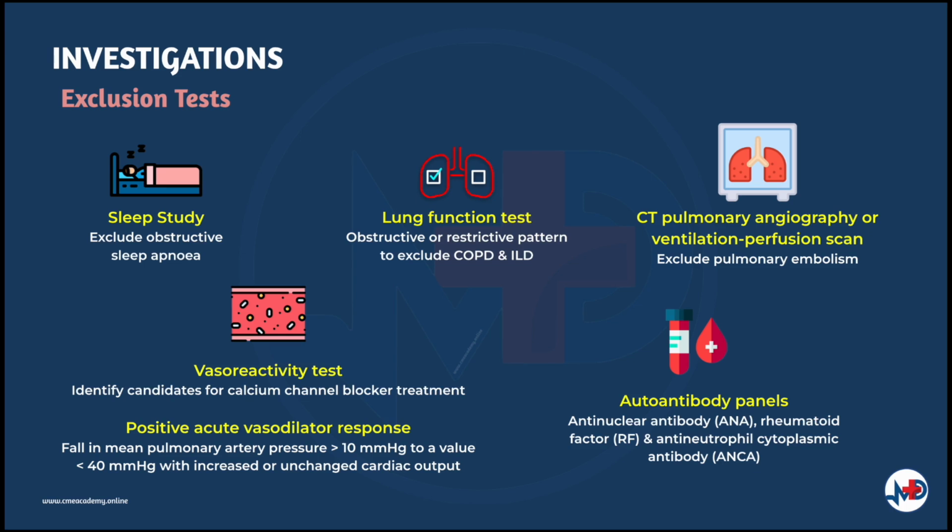To investigate for the causes of pulmonary hypertension, a lung function test can be helpful to check the presence of obstructive and restrictive pattern to rule out COPD and ILD. Other than that, if pulmonary embolism is suspected, a CT pulmonary angiography or a ventilation perfusion scan may be ordered. If patients complain of snoring problems, sleep studies can be used to exclude obstructive sleep apnea. Other than that, autoantibody panels including antinuclear antibodies, rheumatoid factor, and anti-neutrophil cytoplasmic antibody or ANCA can be used to screen for collagen vascular diseases.